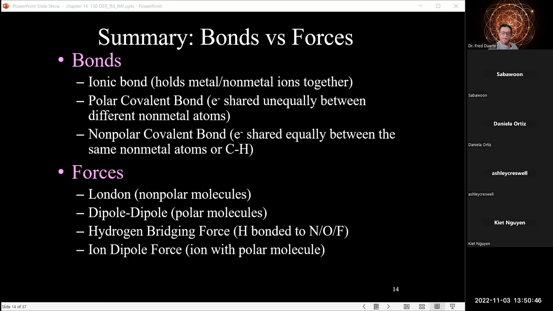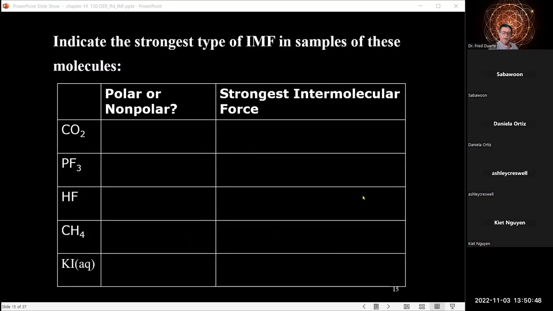This page kind of summarizes it pretty good. So you may get this type of table. What I need to do is finish this slide at 15 and we're going to cut it short today. We'll continue on Tuesday, but let's go through this, and then we'll cut it short here. Indicate the strongest type of IMF, intermolecular force, in samples of these molecules.